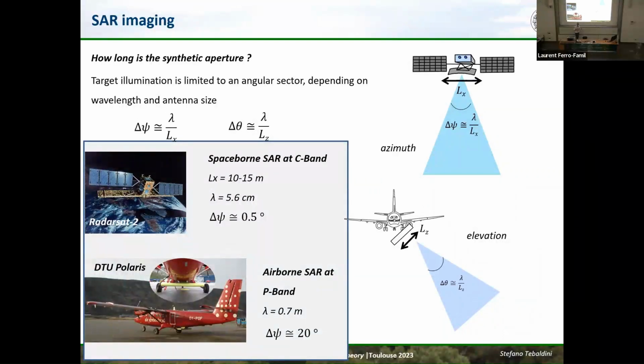But you can have totally different cases. For example, this is the DTU Polaris equipped with a P-band antenna, so a much larger wavelength and of course a much shorter antenna. In this case, the beam width is over 20 degrees.